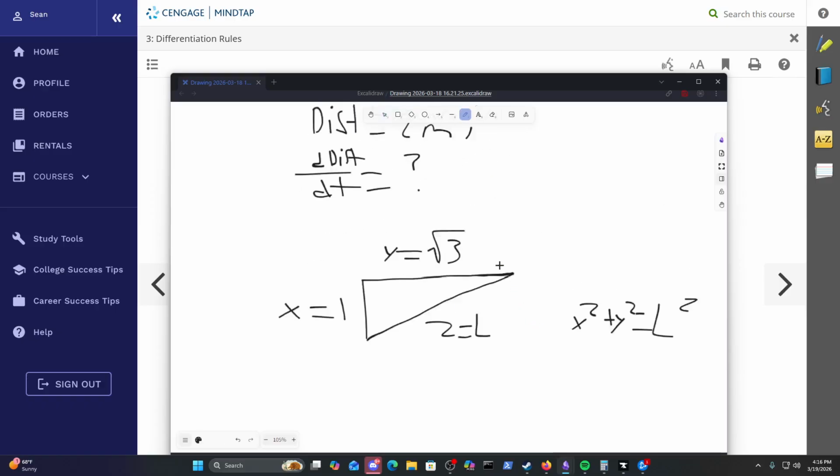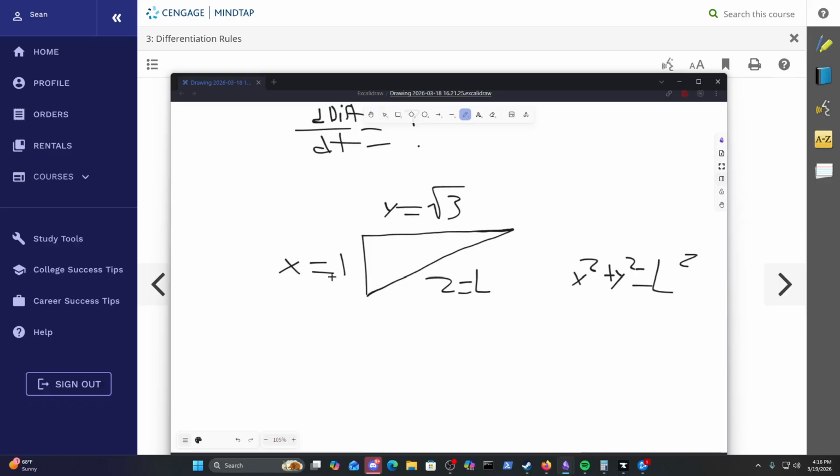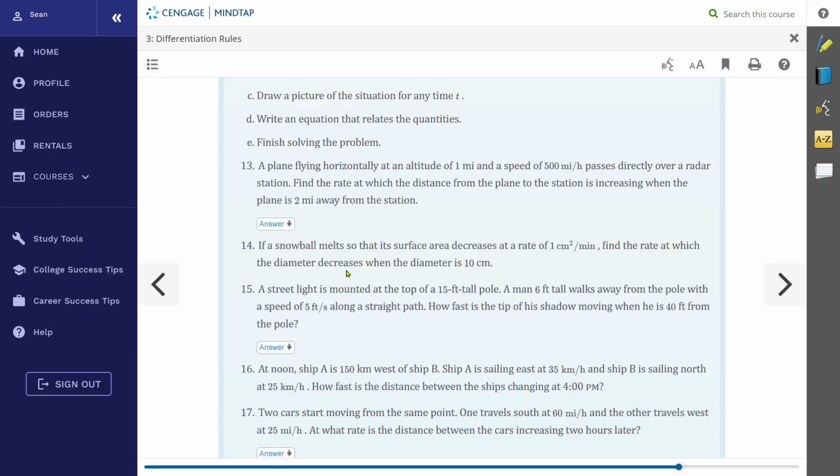And then next, what I usually like to do is just kind of mark everything for my own bookkeeping. I just like to mark what in here is constant, what's not constant. Well, the altitude is going to be constant, right? It's not going to be changing.